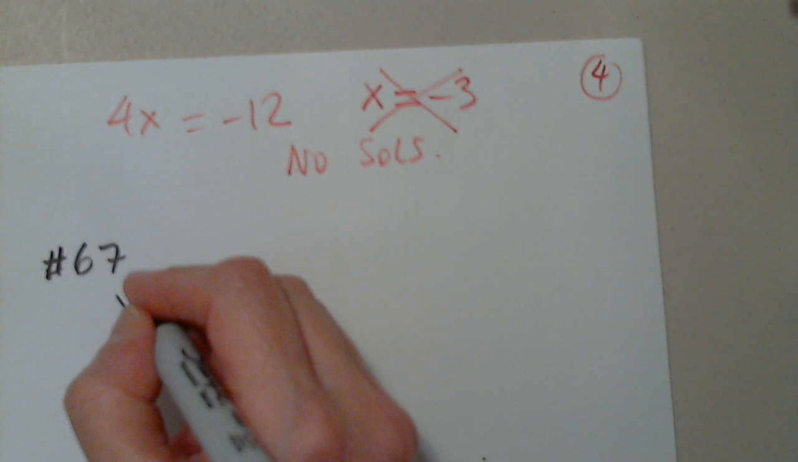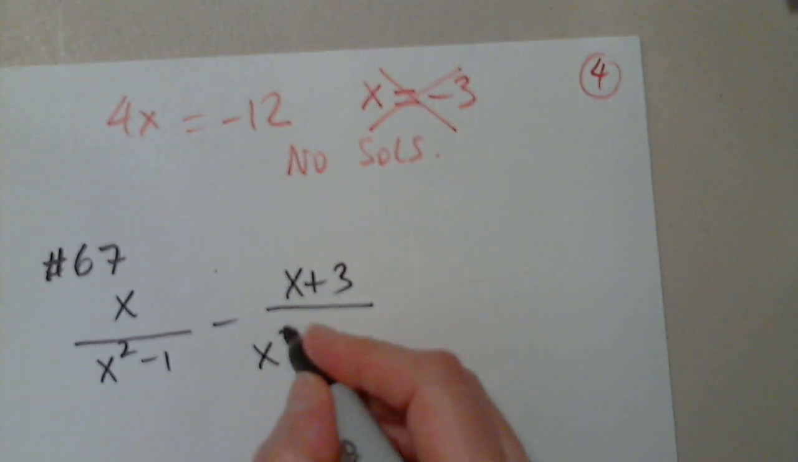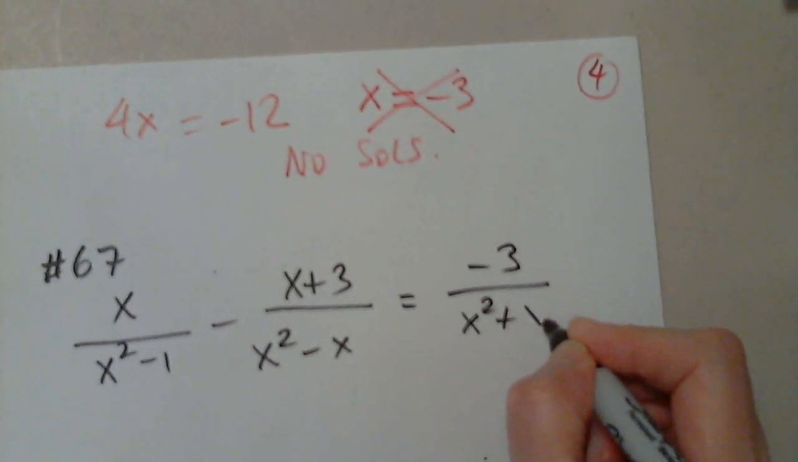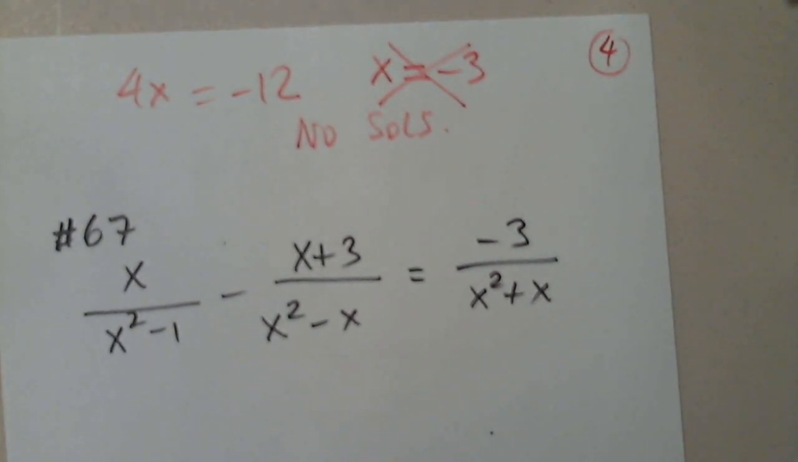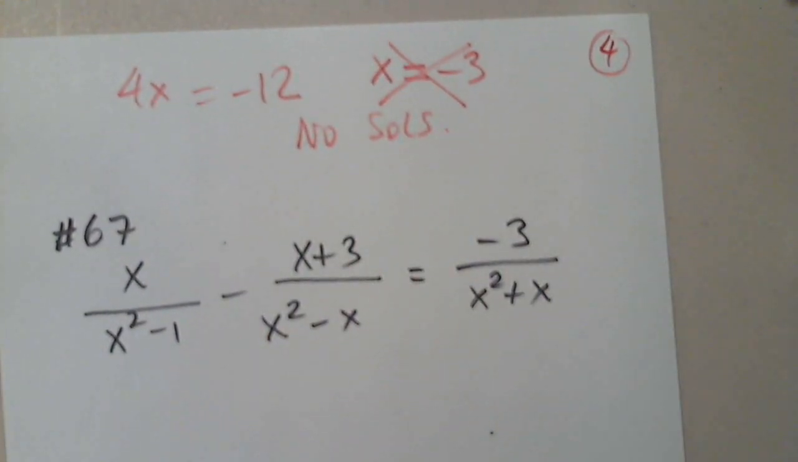Okay, so it's x divided by x squared minus 1 minus x plus 3 over x squared minus x, equals negative 3 over x squared plus x. What type of equation is this? I know it's very clear. Linear? No. Quadratic? No. What is it? Rational. Yes, of course, because it has a ratio and it has x in the denominator. It doesn't have to have x in all denominators, at least one of them. So this is a rational equation.